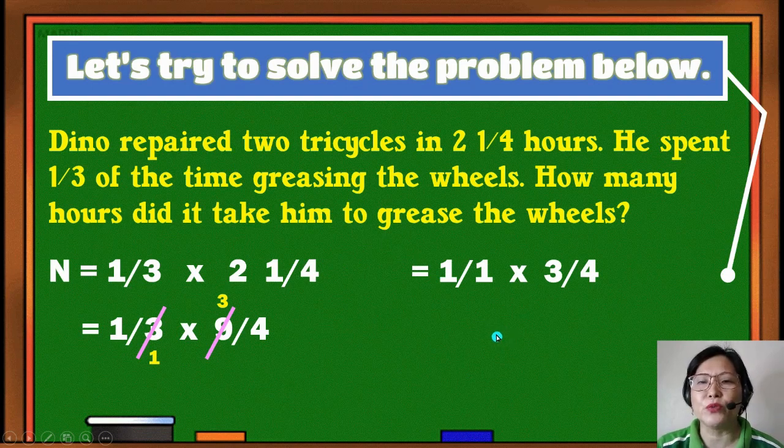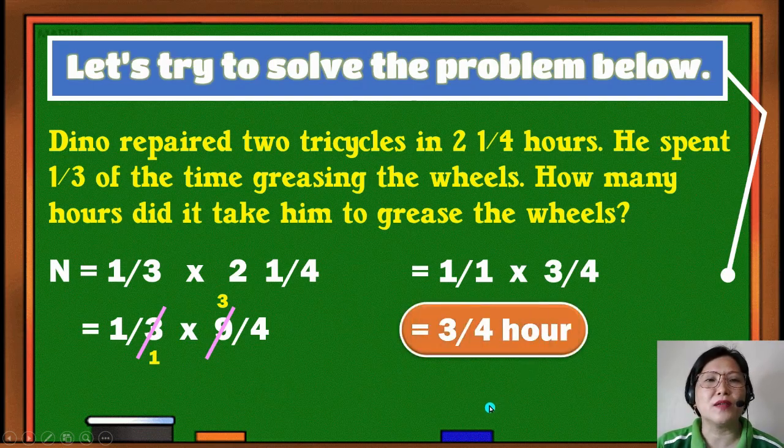And then we're going to multiply. The answer is 3/4 hour. 3/4 hour is the number of hours it took Dino to grease the wheels. Now the question is, what do you think is this problem? Is it routine or non-routine? You're correct. This is a routine problem.